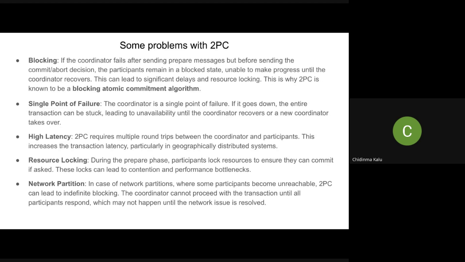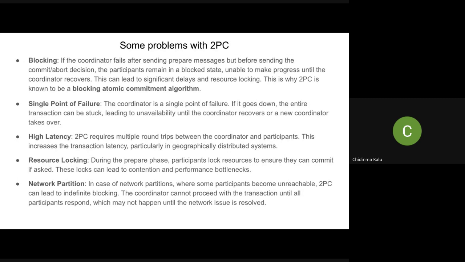I mentioned I wrote about the problems with 2PC blocking. Basically, if the coordinator fails after sending a prepare message, but before sending a commit or abort decision, the participants remain in a blocked state and would not be able to make progress. This is one of the major problems with 2PC. There's also the single point of failure: if the coordinator goes down, then the entire transaction will be stuck until a new coordinator takes over or that particular coordinator recovers.